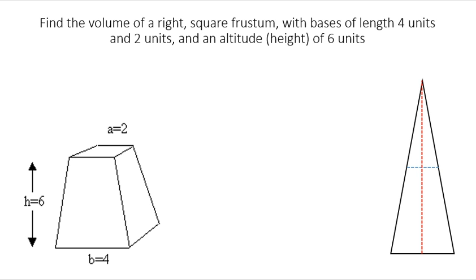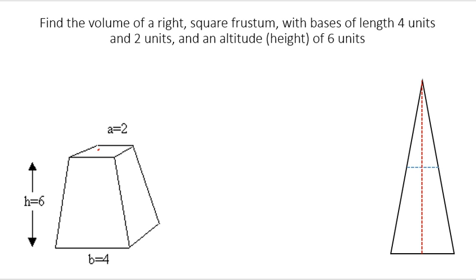Here's the problem. This is similar to problems you'll see in class or on homework. The problem says find the volume of a right square frustum. That means the top and bottom portions are squares, with bases of lengths 4 units on the bottom, 2 units on the top, and an altitude of 6 units. So you see the problem. We don't know the height.